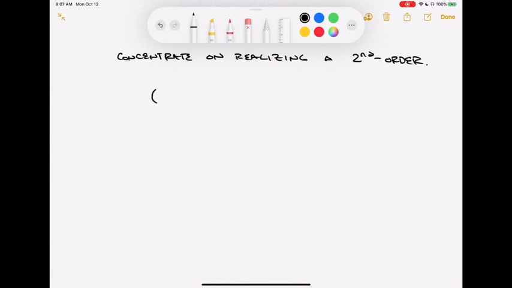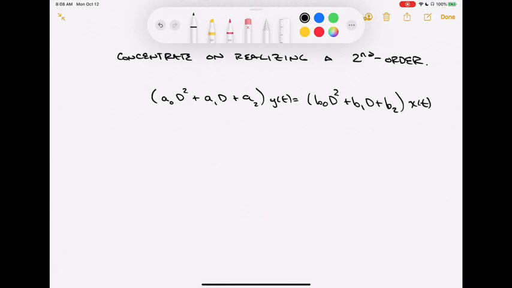We have something like the following. We can take an a0 D squared plus an a1 D plus some a2, acting on y of t, being equal to some b0 D squared plus b1 D plus some b2 acting on x of t. This is the standard form constant coefficient linear differential equation version of this second order system.